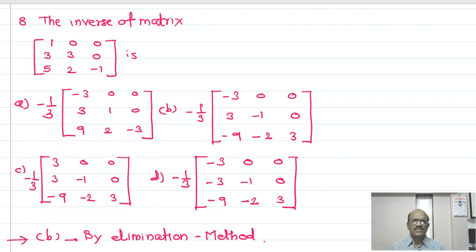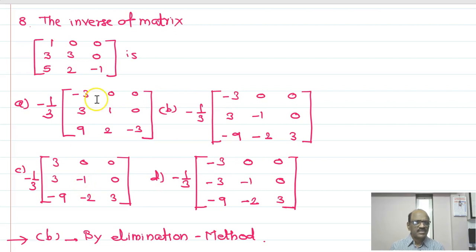Now next, in this elimination method, minus 1 by 3 is common to all, therefore. Now what is the next? The difference is that here it is minus 3, minus 3, minus 3, and here it is 3. Now we will find the cofactor of this one. What is the cofactor of this minus 1? That is 3 into minus 1 is minus 3. Again this is minus 3, minus 3, minus 3. Therefore option C is eliminated.